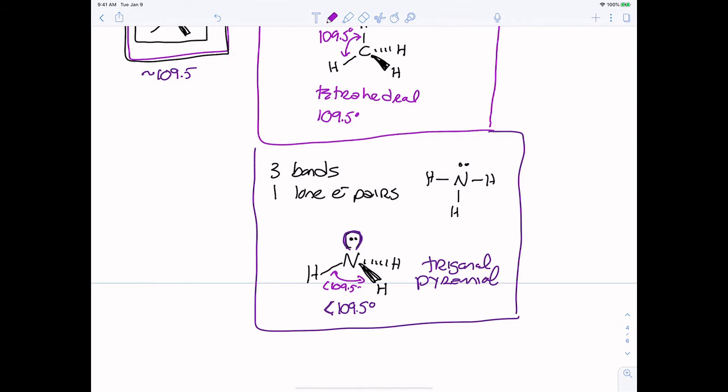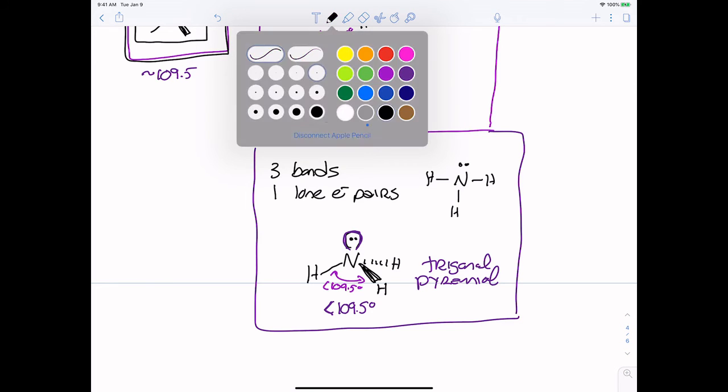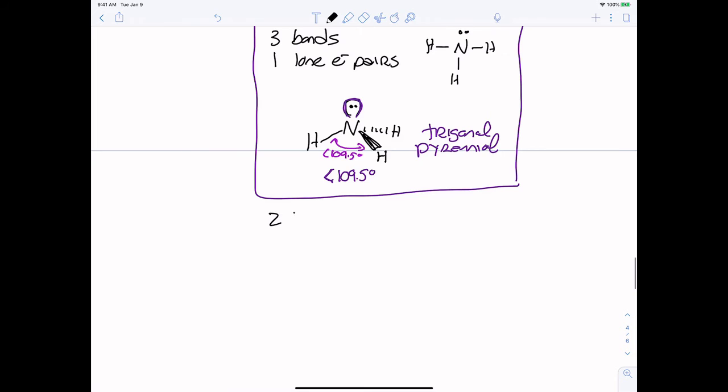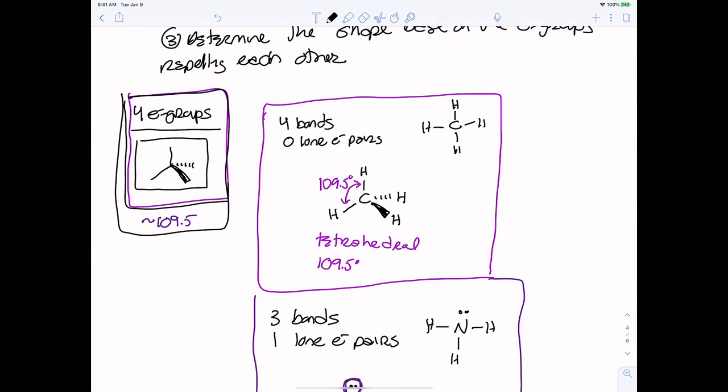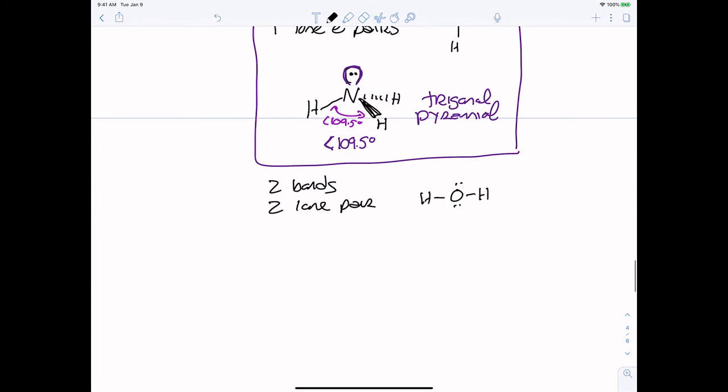So less than 109.5 degrees. One more option here with the tetrahedral ones, and that's 2 bonds, 2 lone pair, and we can use water as our example. If we were to draw the Lewis dot structure for water, we would get something like this. And again, it's 4 electron groups total, so it's going to be this basic structure again. But in 2 of the spots, I'm going to have hydrogens, and in 2 of the spots, I'm going to have a lone pair. And it doesn't matter which.